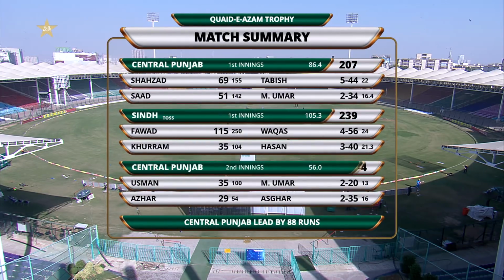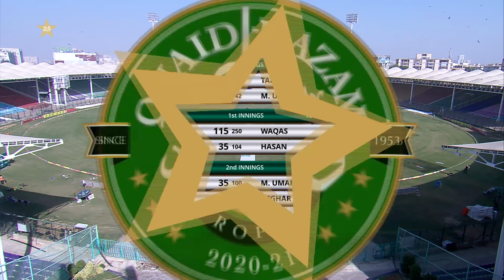So at the start of Day 4, this is what has happened up till now. Central Punjab put into bat, 207, and Sindh getting on a lead of 32, getting 239 on board. Central Punjab in reply have 120 for 4 and the partnership between Usman and Saad is going on. So Central Punjab have a lead of 88. Let's join Day 4 as they add to that.